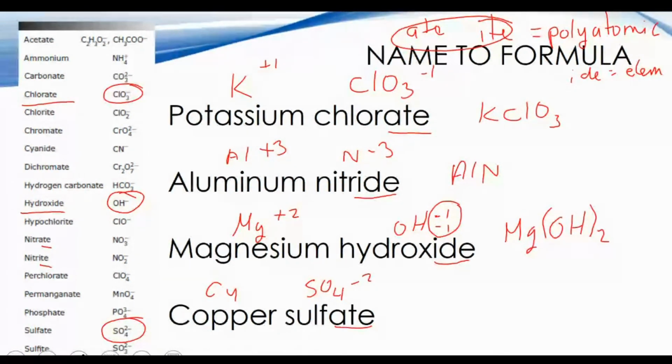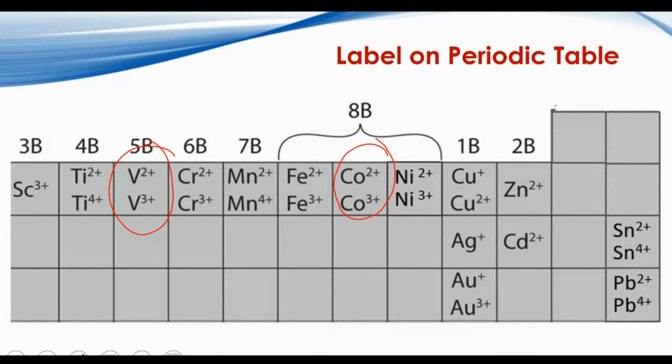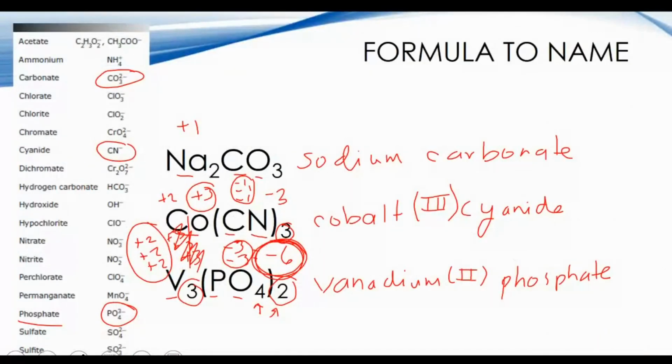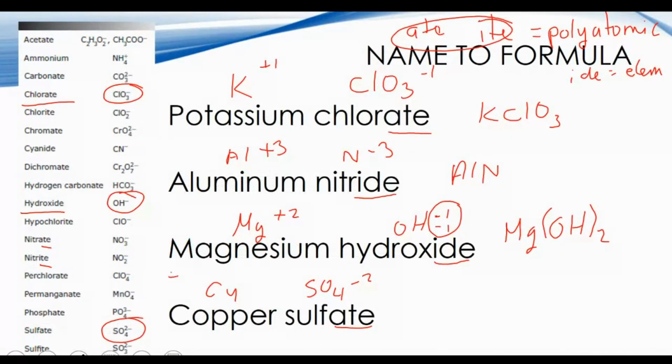Well, let's look at copper. Copper is a transition metal that has multiple oxidation numbers. Let's look at what those are. So copper can have either a +2, oh, nope, that's cobalt. Copper can have a +1 or a +2. Now let's go back over here to the question. So it could be a +1 or a +2.